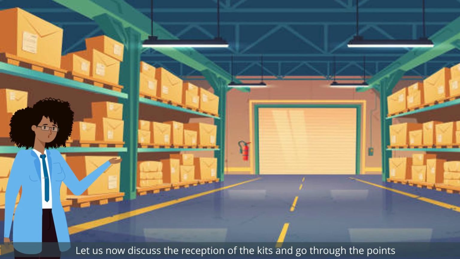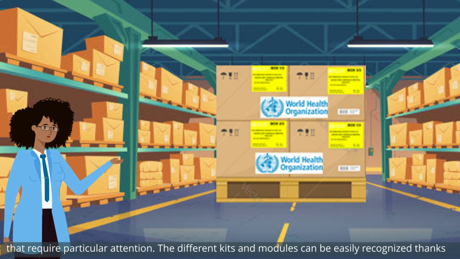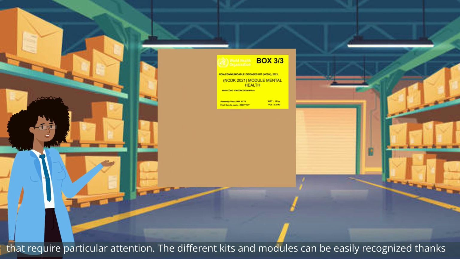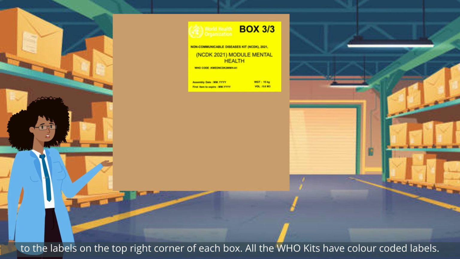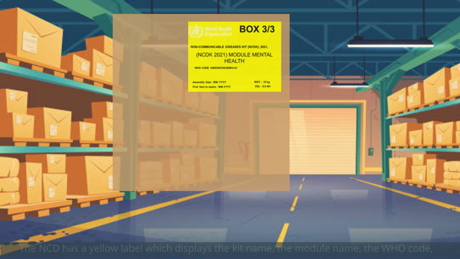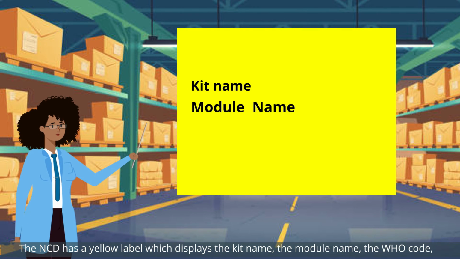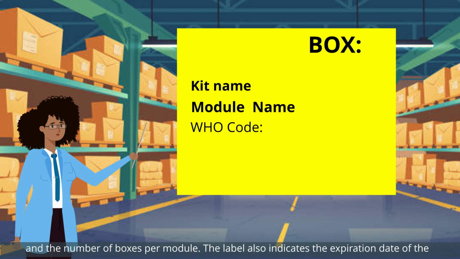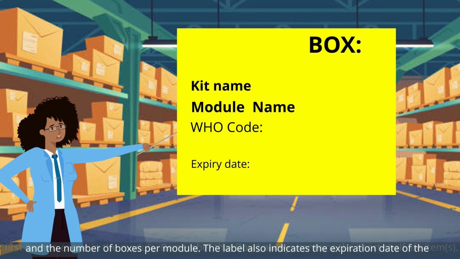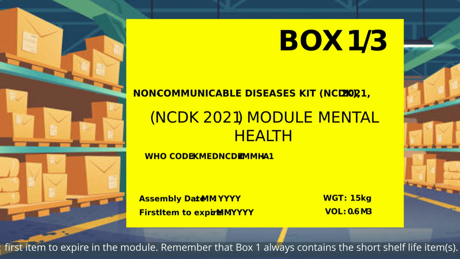Let us now discuss the reception of the kits and go through the points that require particular attention. The different kits and modules can be easily recognized thanks to the labels on the top right corner of each box. All the WHO kits have color-coded labels. The NCD has a yellow label which displays the kit name, the module name, the WHO code, and the number of boxes per module. The label also indicates the expiration date of the first item to expire in the module. Remember that Box 1 always contains the short shelf life item or items.